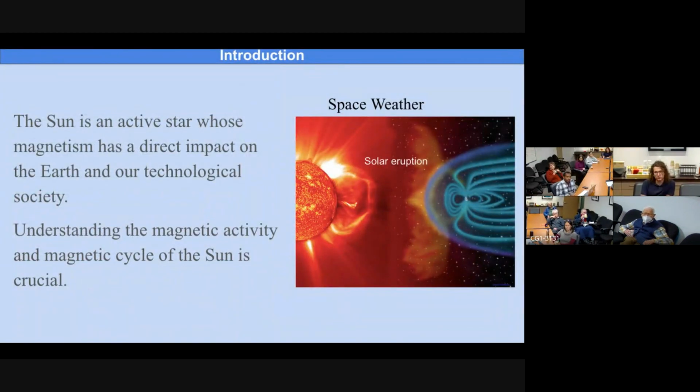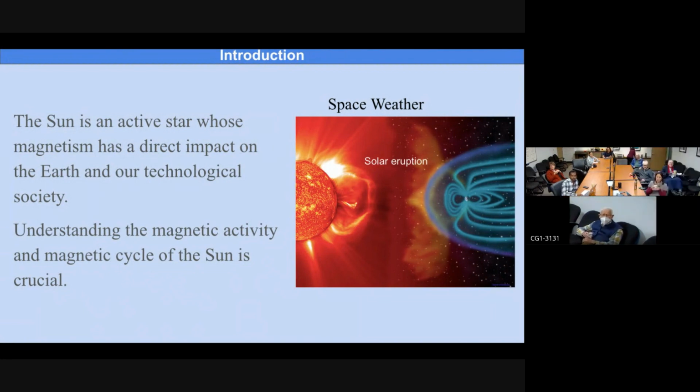So, as we all know, the Sun is an active star whose magnetism has a direct impact on the Earth and our modern technological society. As we can see here, the solar eruption towards the Earth. It's essential to study this magnetic activity and the magnetic cycles of the Sun.